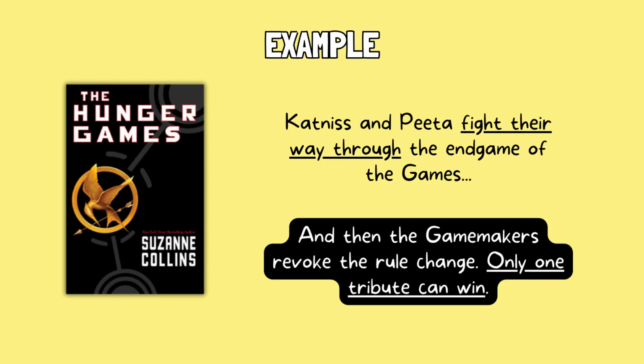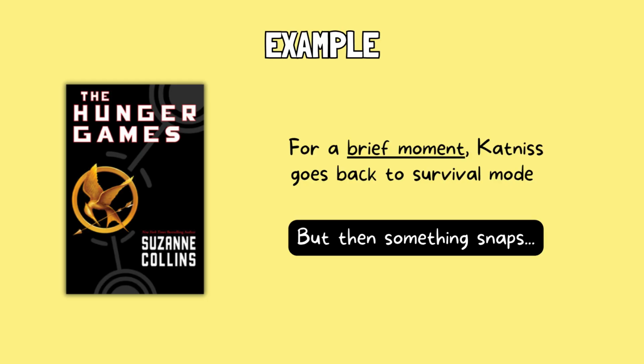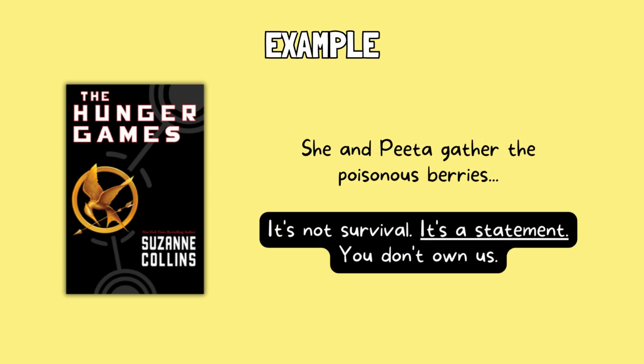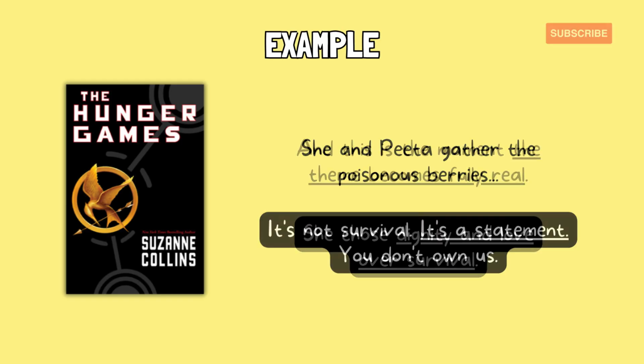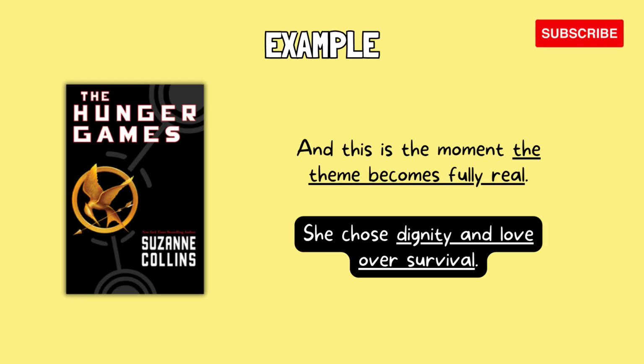Katniss and Peeta fight their way through the endgame of the games, and then the game makers revoke the rule change. Only one tribute can win. For a brief moment, Katniss goes back to survival mode, the old logic, the old calculus, but then something snaps. She's done playing the Capitol's game. She and Peeta gather the poisonous berries and prepare to swallow them together, both of them, or neither of them. It's not survival, it's a statement. You don't own us. The game makers stop them just in time. They have both won. And this is the moment the theme becomes fully real.